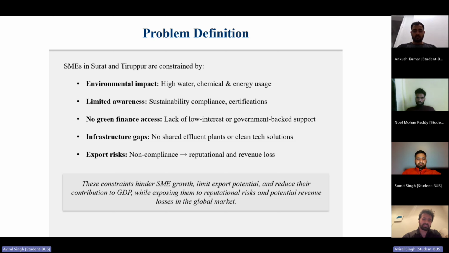This creates a vicious cycle. SMEs can't export without compliance. They can't afford compliance without revenue. They can't generate revenue without access to international markets. Our goal is to break this cycle.